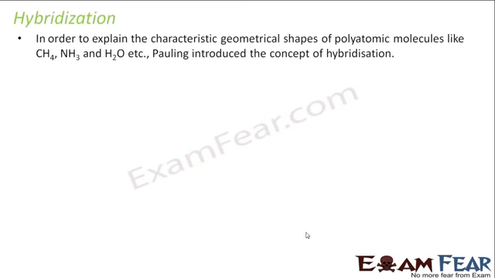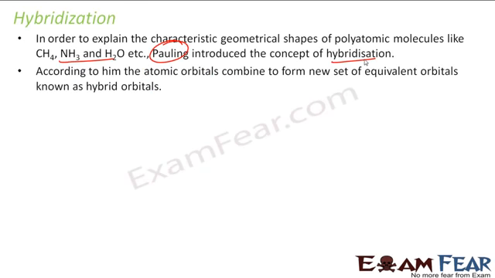So what should we do? Here comes hybridization. In order to explain the shapes of these molecules, Pauling introduced the concept of hybridization. According to Pauling, the atomic orbitals recombine to form a new set of equivalent orbitals. That means the orbitals of the oxygen here, or the carbon here, or the nitrogen here will recombine to form a new set of orbitals, and they are called hybrid orbitals.